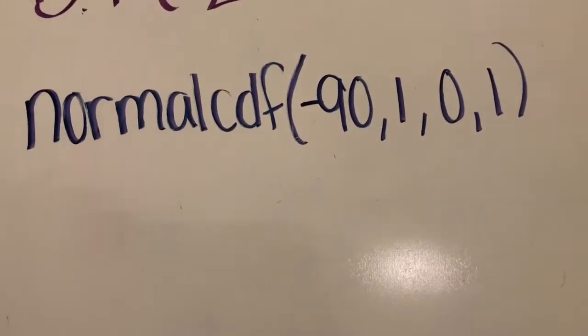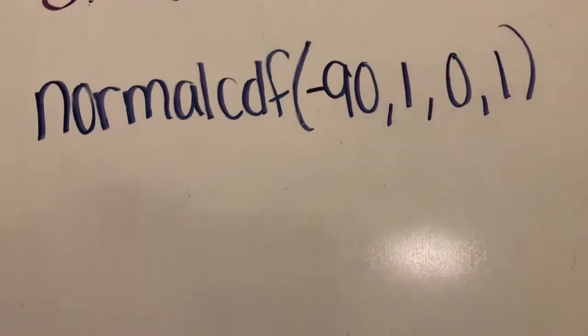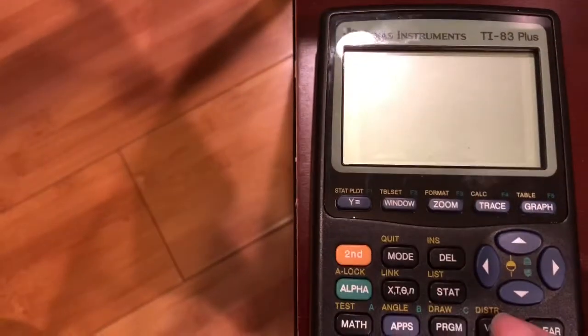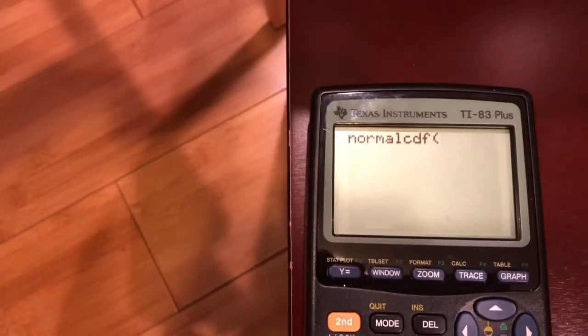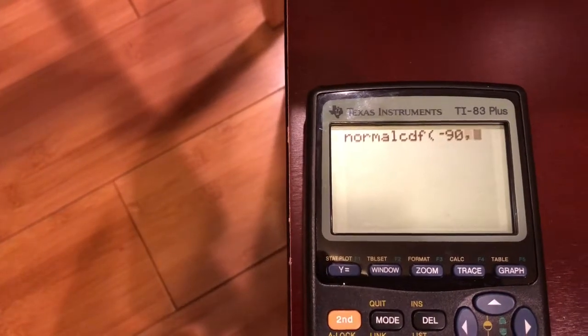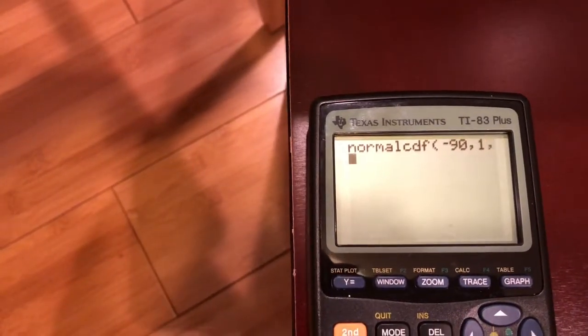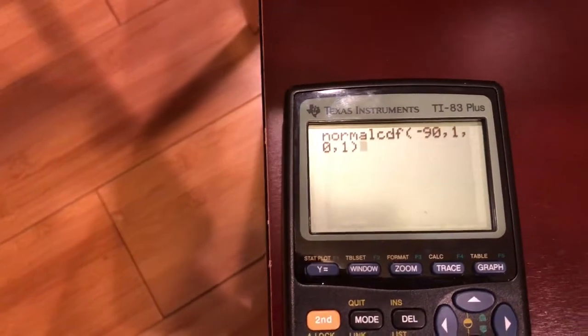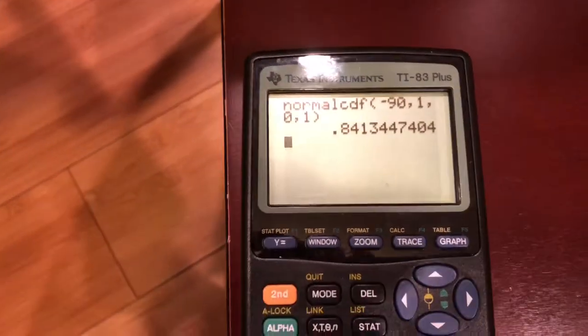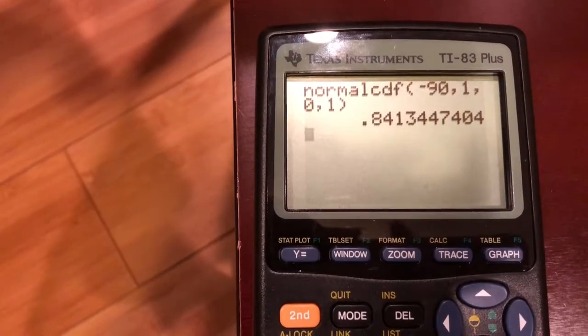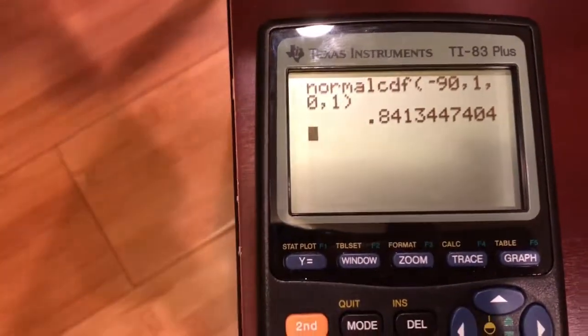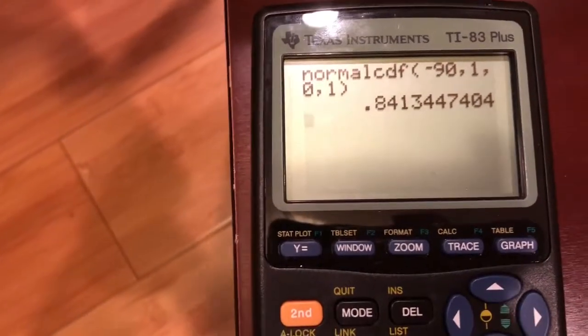So I chose the lower boundary of -90, which means when I put this in my calculator, I'm going to do second, vars, and then normal CDF, and I'm going to do -90, 1, 0, 1, and I am going to end up with this. So that makes my probability, if I go accurate to 3 significant figures, 0.841.